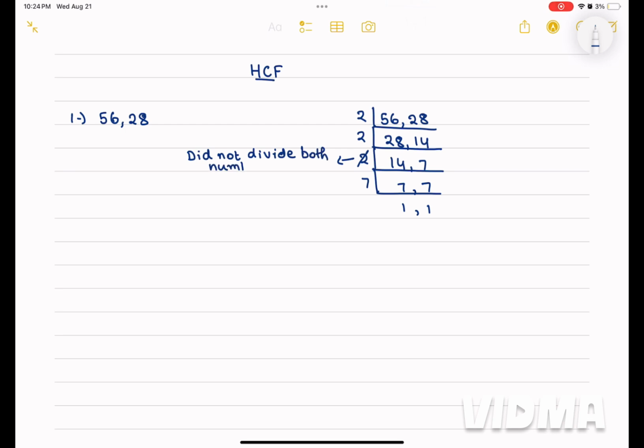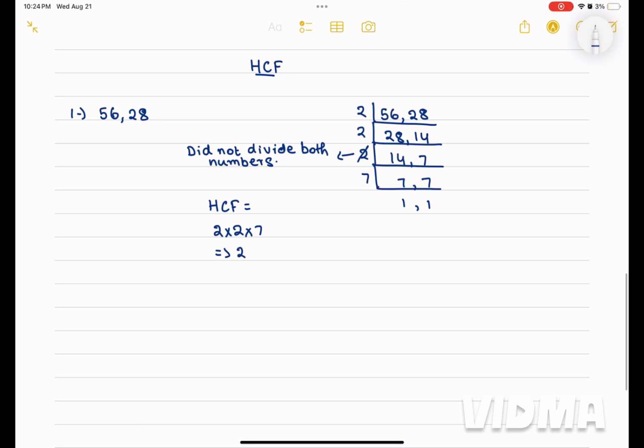This is for the highest common factor. We're looking for factors here, and it has to be common. Common factors. We remove that too. Now we have HCF equal to 2 into 2 into 7. 7 has divided both numbers. 7 ones are 7. 2 into 2 into 7, that's again 28. So the highest common factor of 28 and 56 is 28. There.